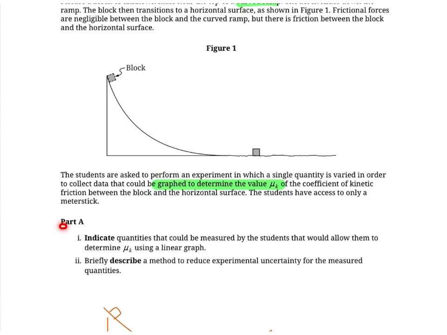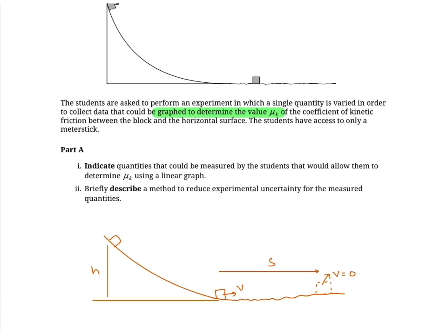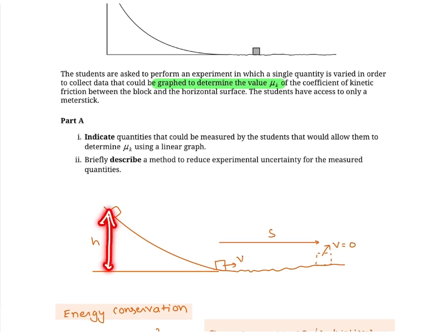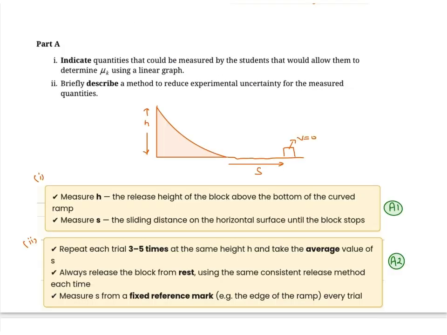So in part A, they have asked to indicate quantities that could be measured by a student that would allow them to determine mu k. So obviously, let this be height h and let this be stopping distance s. So I think we can measure this h and s to determine the coefficient of kinetic friction. So for part A, definitely we can measure h and s, which can help us to determine mu k.